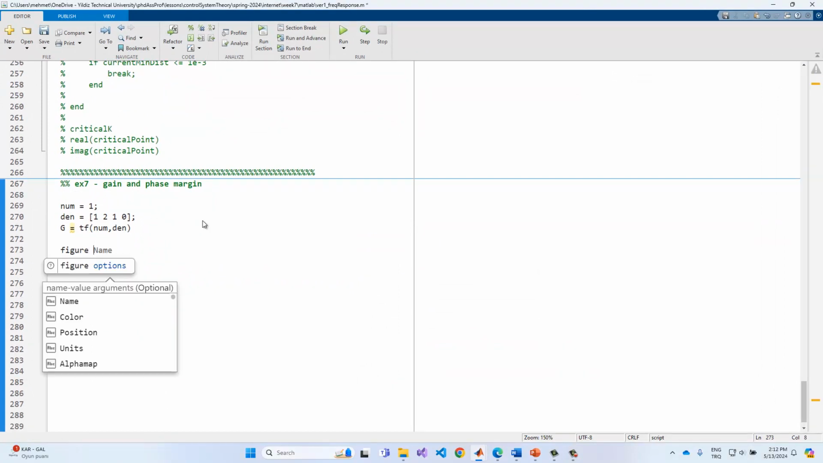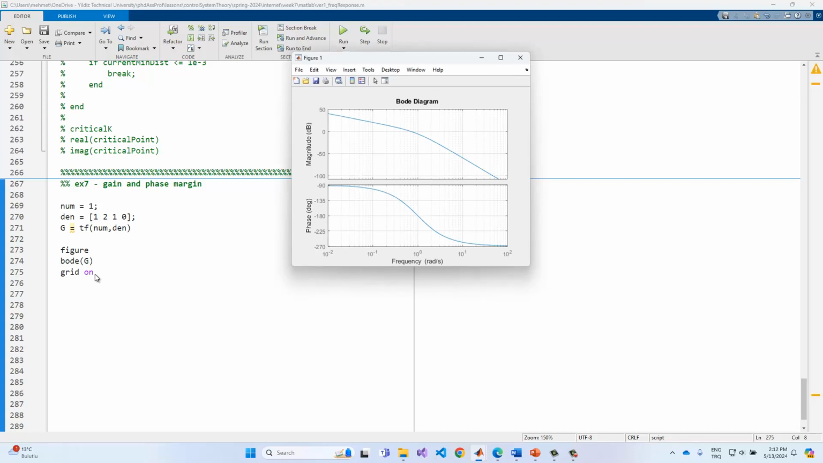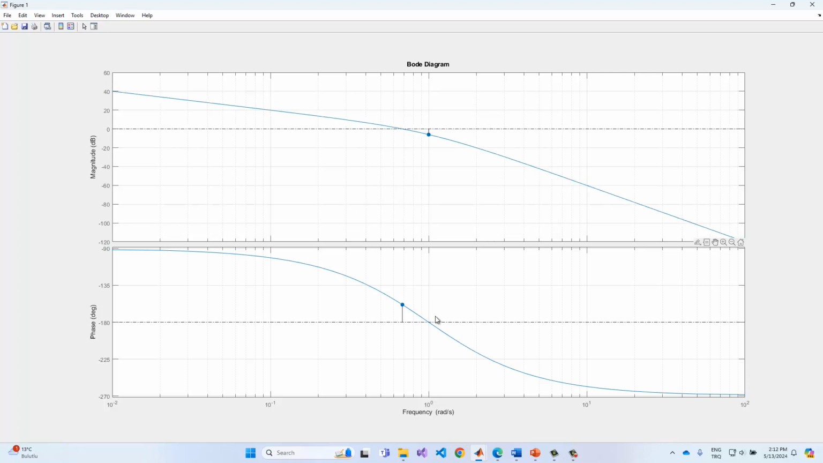First of all, we can use the bode plot here: bode G. If I run this code, we will have the Bode plots of this system, and the characteristics are given here. If you use the stability margin characteristics, we have 1 radian here and 0.682 radian here, and the phase margin is also given here. Closed-loop stable? Yes.